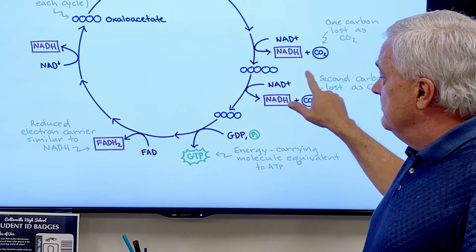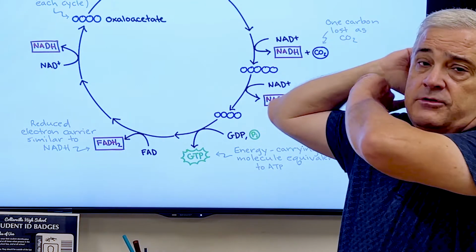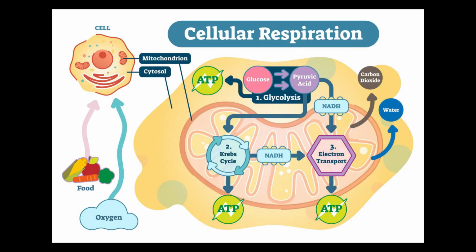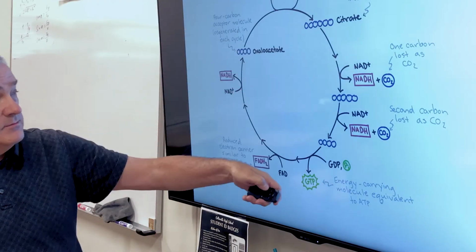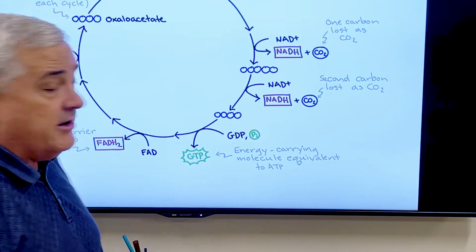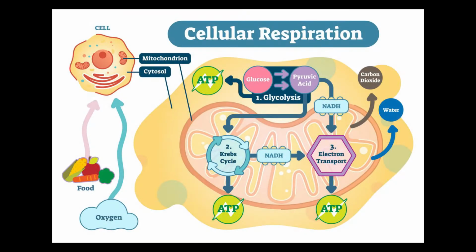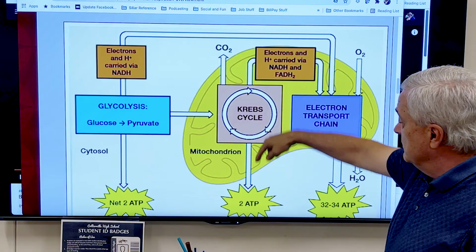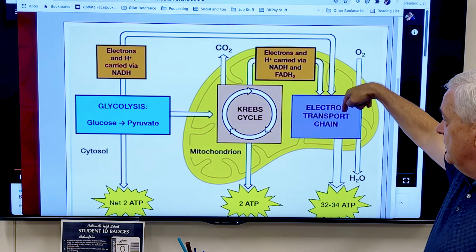NADH is created, FADH2 is created, and NADH is created, and those all go into the electron transport system. And it also creates 2 ATP along the way, and that's down here. Carbon comes out, and NADH comes out, and FADH2 comes out, and more NADH comes out. Sends all of that over to the electron transport chain. That is what is going on in the Krebs cycle. It's creating the 2 ATP, it's sending the NADH and the FADH2 out to the electron transport chain.